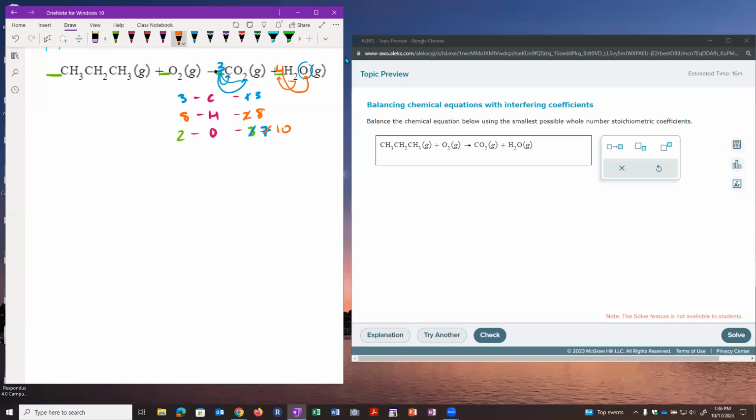Okay, so I've balanced my C's, balanced my H's. Now my O's, I have 10 O's on the right side in total. I need to make 10 O's on the left. Well, the O is only found here. So 2 times what gives me 10? 2 times 5 would give me 10 O's. So that's your balanced equation, or the coefficients that would provide this balanced equation. For the first compound here, we didn't put a coefficient. 1 is understood to be there.